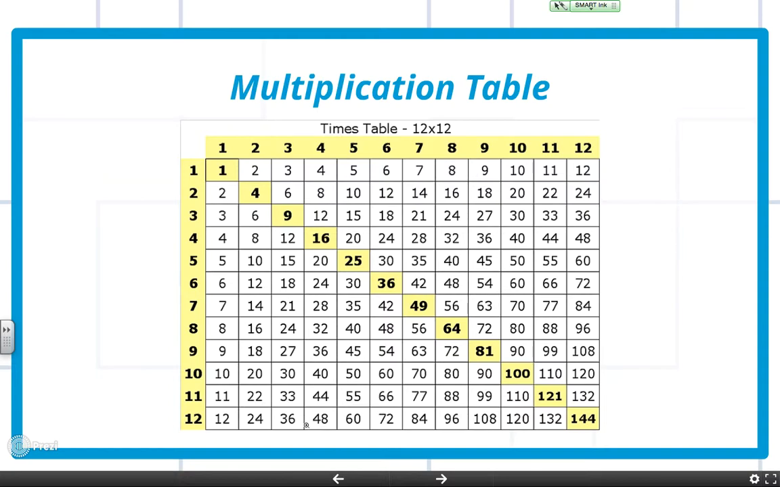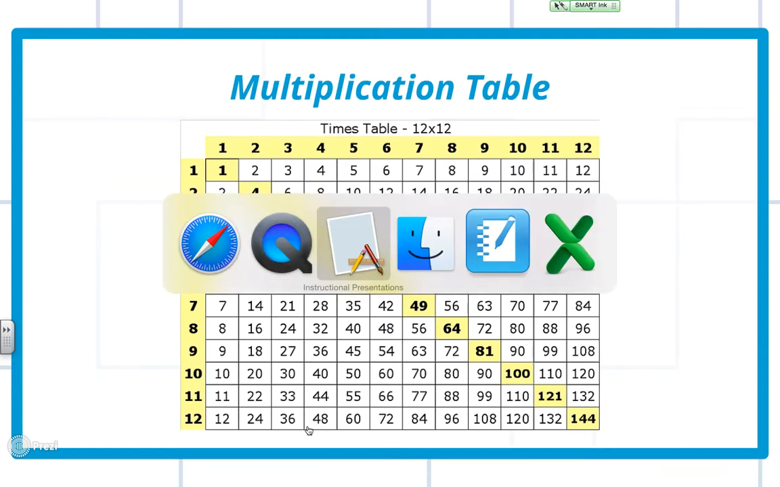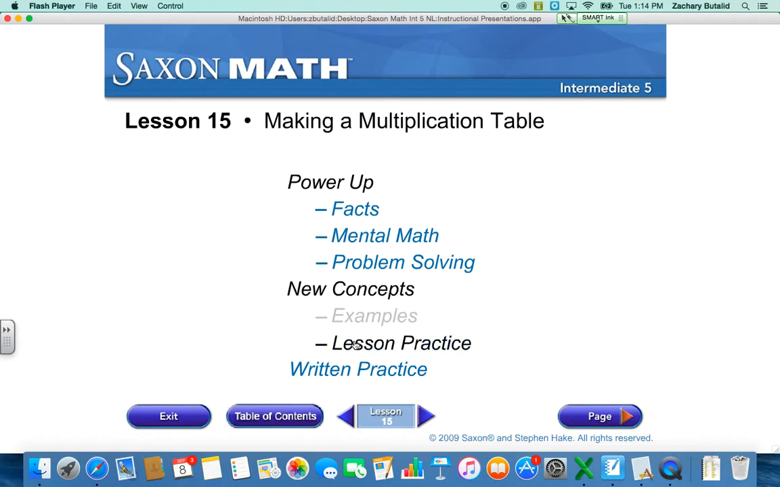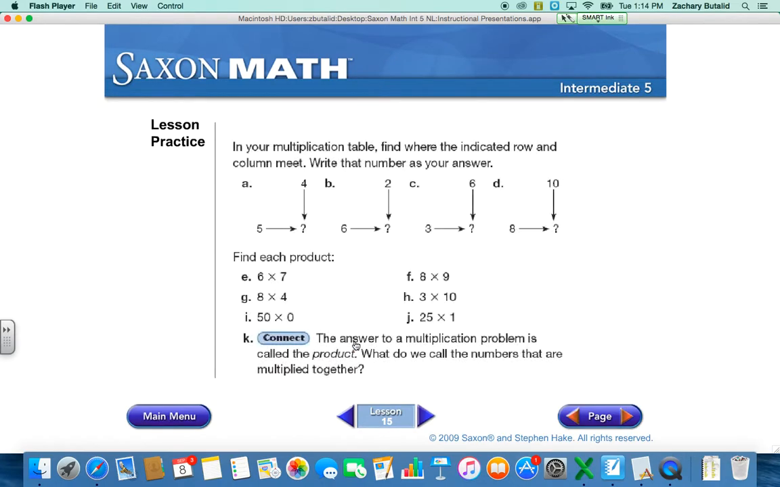Okay, let's go ahead and go to our lesson practice. For your lesson practice, you're going to use your multiplication table to figure out what the products are. So just go on your fifth row, find the fourth column, and then you'll find out what your answer is to 4 times 5. All right, and do the same for A through D. And then it's basically use your multiplication table and you can find each product.